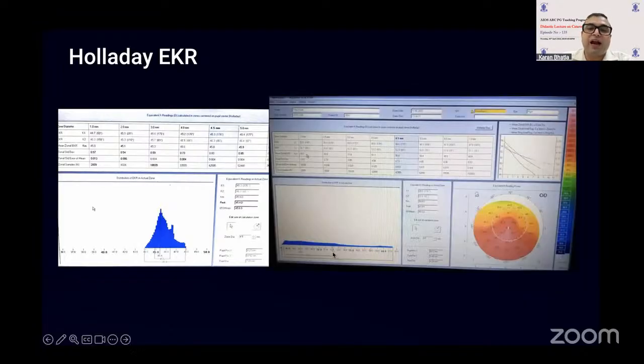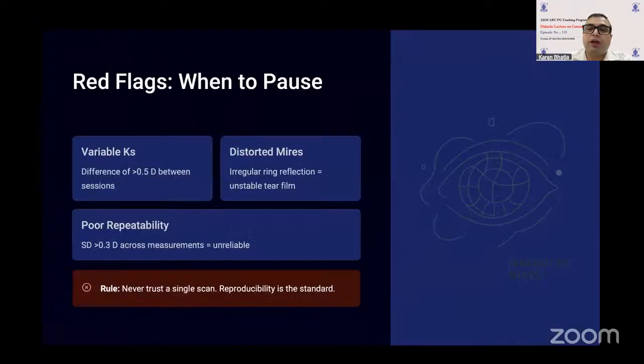However, if you get a flat graph over here, that indicates this is not a patient that is suitable for a toric IOL. Now, what are the red flags when you have variable keratometries, that is a difference of more than 0.5 diopter between the sessions? You've got distorted mires, you've got poor repeatability in the keratometry, more than 0.3 diopters particularly. That means you need to repeat the scan. Never trust a single scan, and reproducibility is the standard that you need to follow.